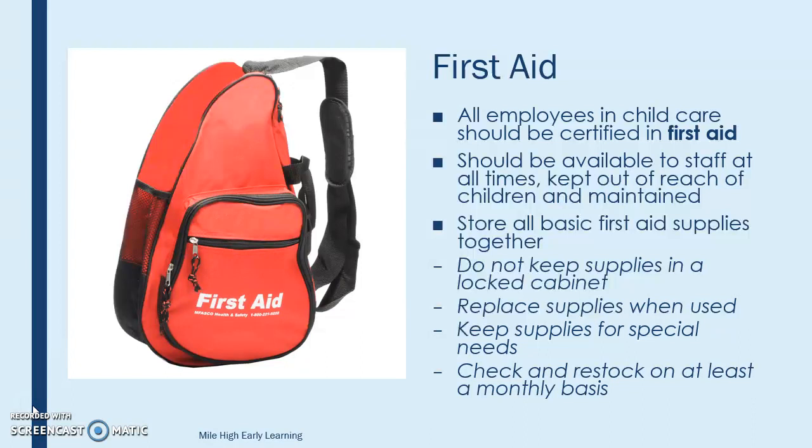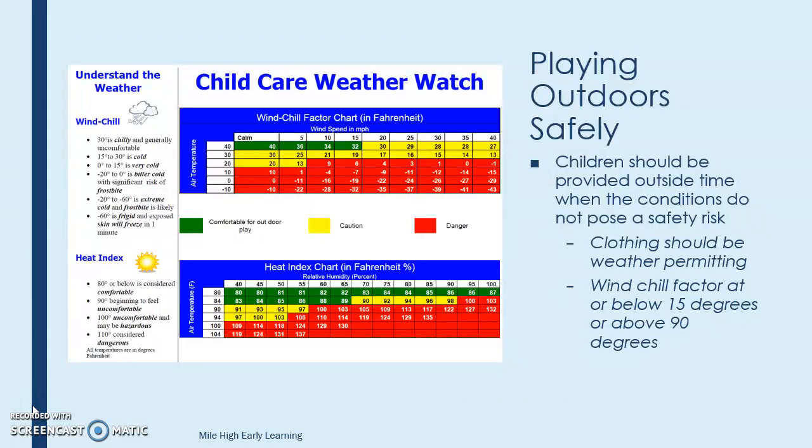A lot of times I see first aid bags hanging on hooks by the doors to go outside. First aid kits should include Band-Aids, tape, gauze, disposable gloves, and compression Band-Aids, and you should be using gloves when administering first aid. You need to store all basic first aid supplies together. You can't keep supplies in a locked cabinet because you need to be able to access them easily. You need to replace supplies when used. You need to keep supplies for special needs handy as well, so those include things like EpiPens, and you need to check and restock this on at least a monthly basis.